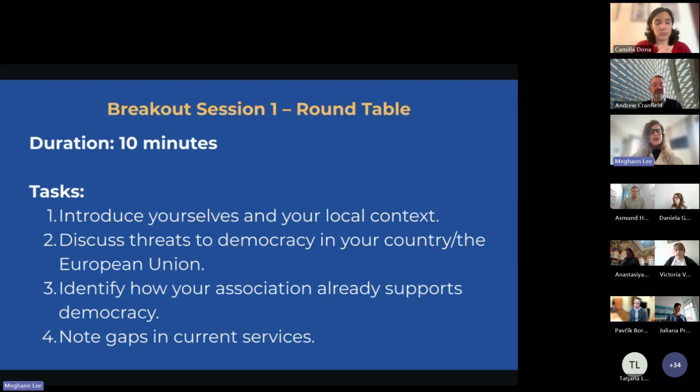So here are the things that I would love for us to discuss in the breakout room. First of all, introduce yourself, your local context, where are you coming from? You can discuss threats to democracy in your country and the European Union. You can identify how your association already supports democracy, as was said. All of the small everyday things we do, in fact, already are promoting it. And number 4, we can try to note any gaps in current services.